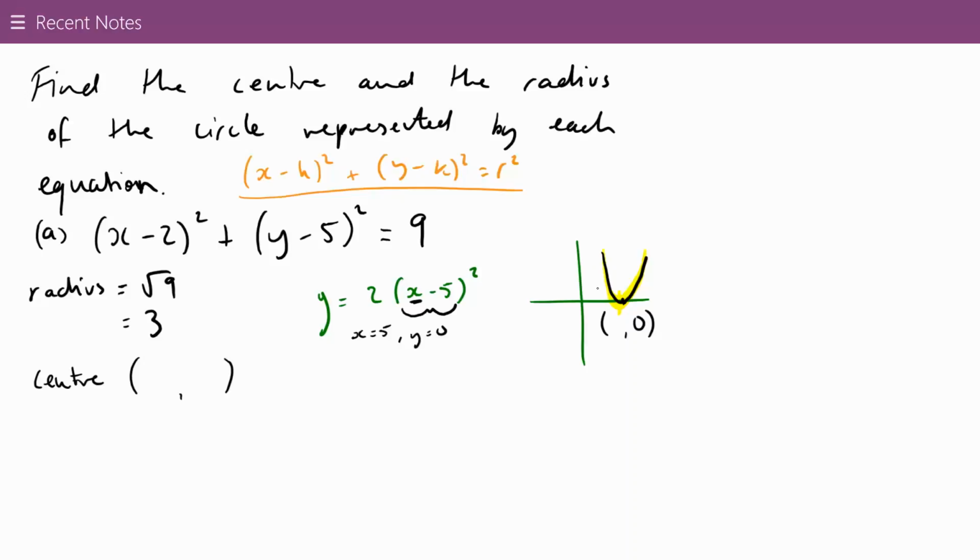Y equals 0. So this would move 5 spaces to the right. It's gone 5 spaces to the right.